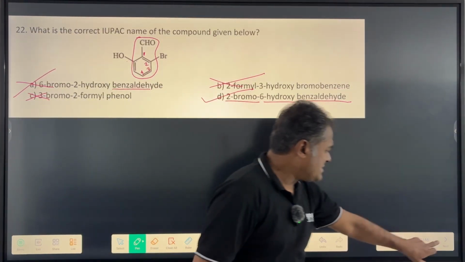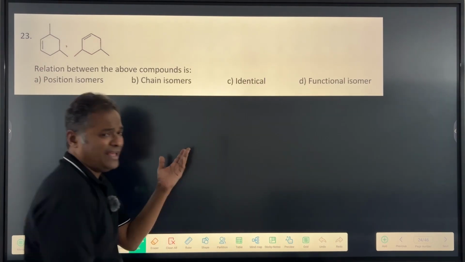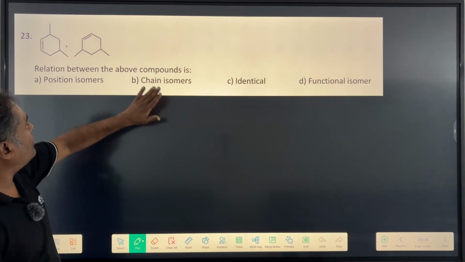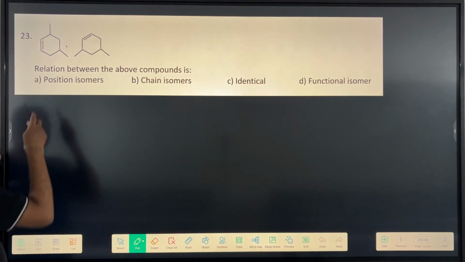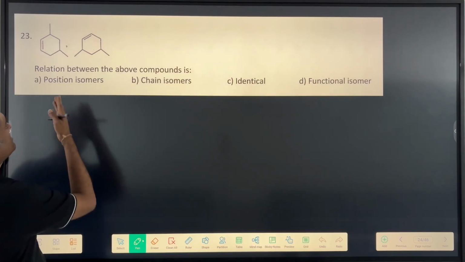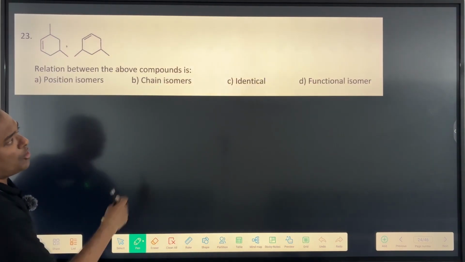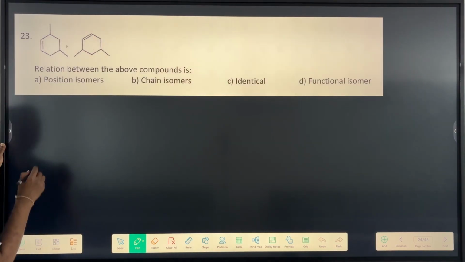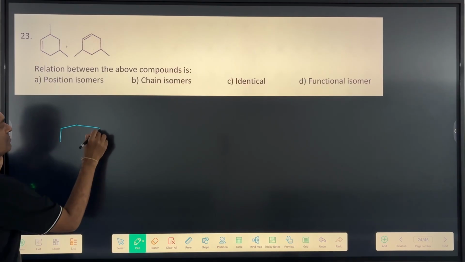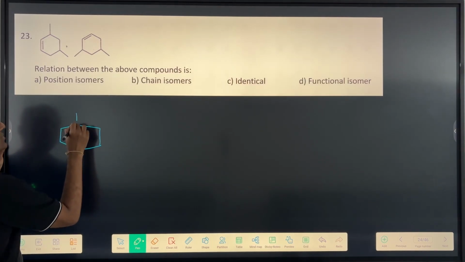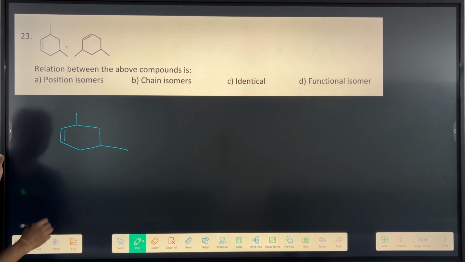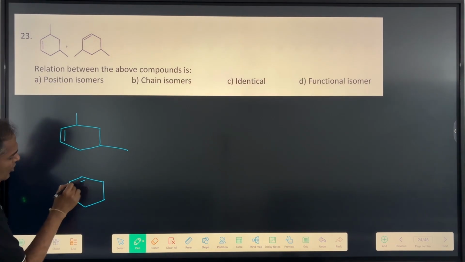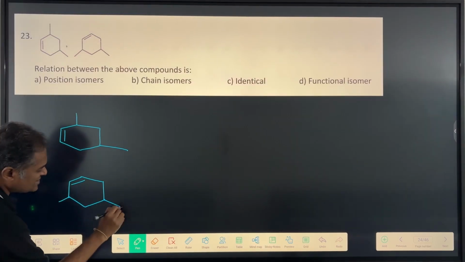Fine. So let's see the next question. I think this question is again a very simple one. Relation between the above compounds shown. Now basically when you see these compounds, child, are they position isomers, chain isomers, identical, or functional? Do one thing, find out the IUPAC name of this. Now let's try the first compound. The first compound what you have got over here is something of this type, and the second compound what you have got is this, which you can see very clearly, where this is the bond and they have shown it over here. Now let's start naming them.